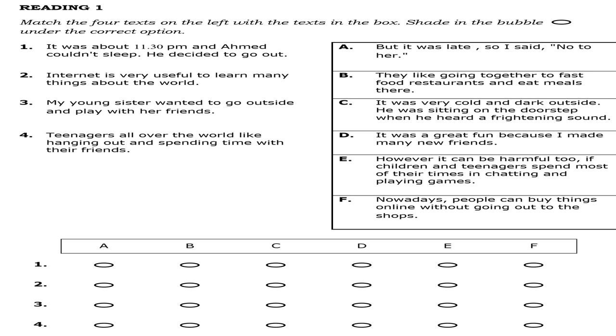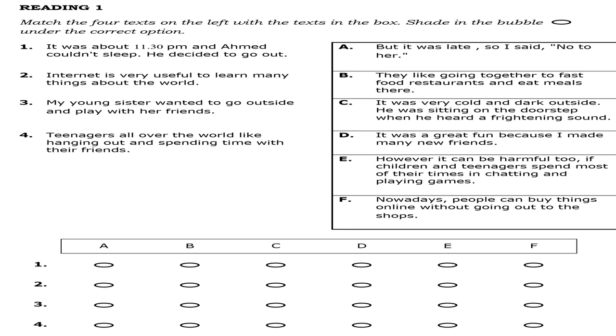Example for reading 1. Match the four texts on the left with the texts in the box. Shade in the bubble under the correct option. It was about 11:30 p.m. and Ahmed couldn't sleep. He decided to go out. After that, we are going to match it with: it was very cold and dark outside. He was sitting on the doorstep when he heard a frightened sound.